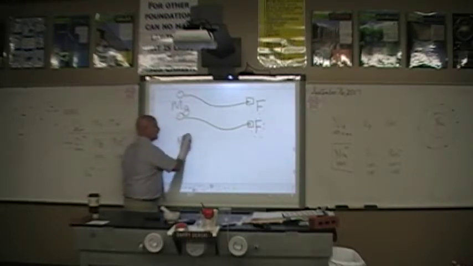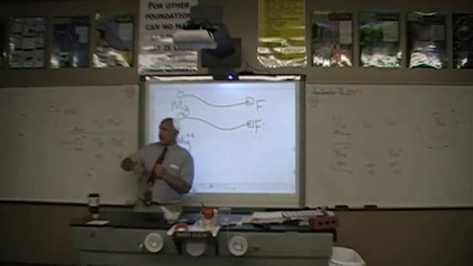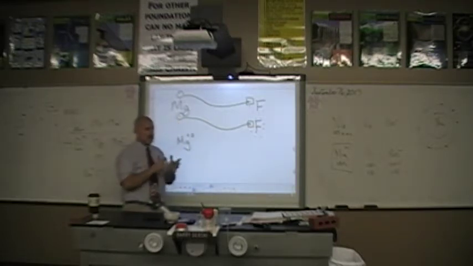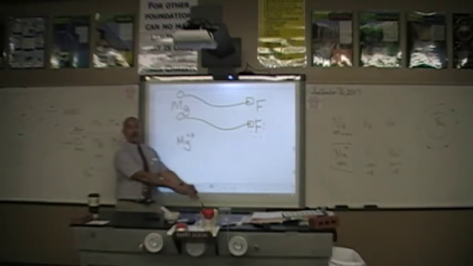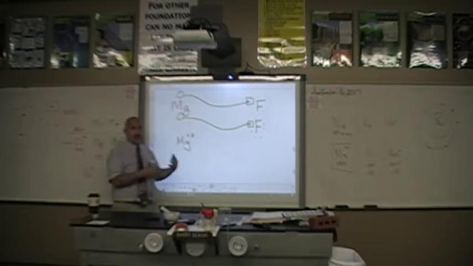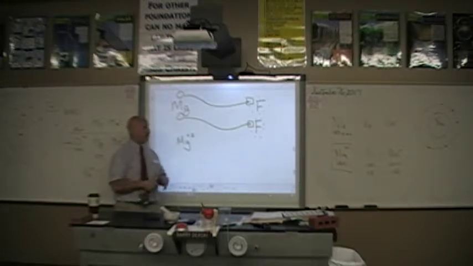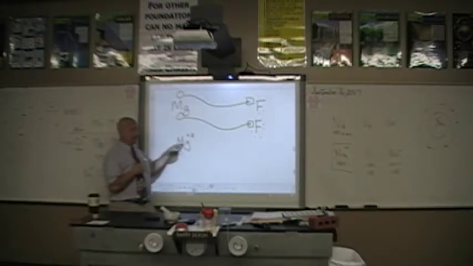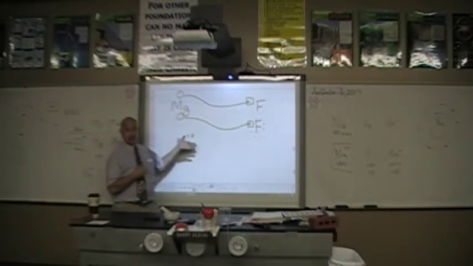Positive 2. Okay, let's think about this for a second. Magnesium is number 12. It has 12 protons and 12 electrons. But it lost 2 of the negatively charged electrons. That means what's left over is positive. It's got 2 more protons now than it does electrons. So you always got to stop and think about this. If I'm losing electrons, I become positive. That's the magnesium here, and it lost 2 of them, so it becomes plus 2.